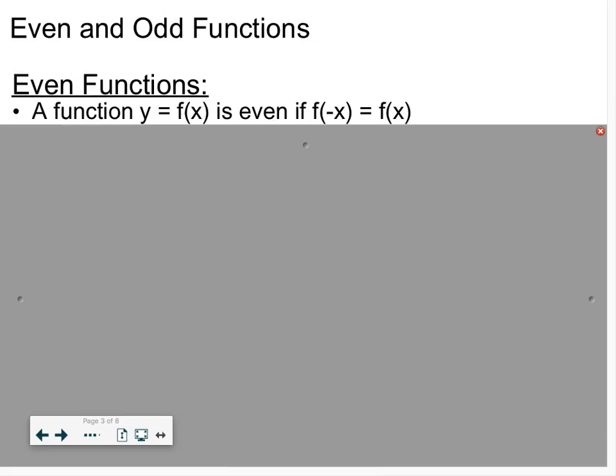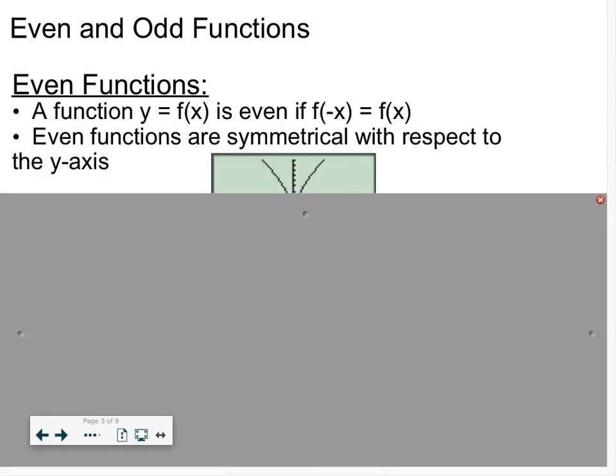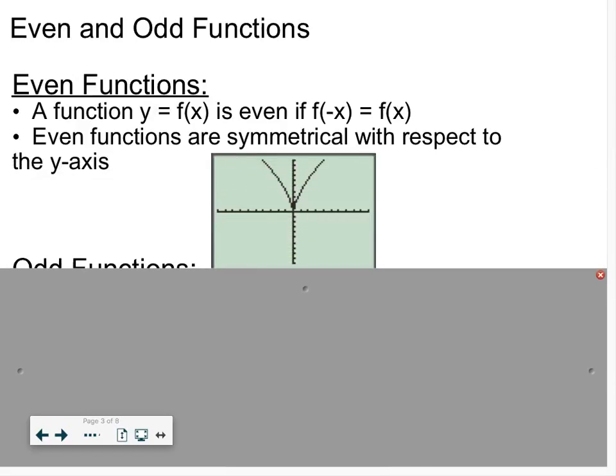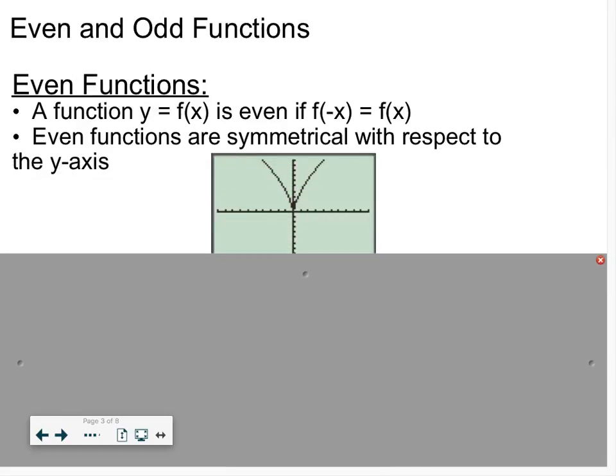Over the y-axis, Max says. What do you think? If I plug in x and get a y value, I plug in negative x and get the same y value, we are going to have symmetry with respect to the y-axis. Okay? So this is an even function. I can look at the graph and tell that it is an even function.